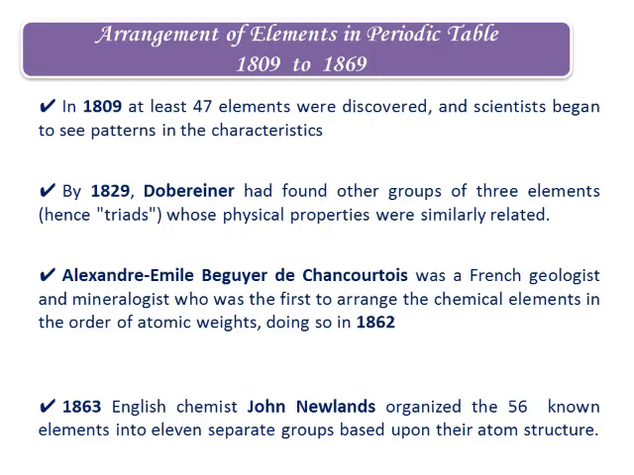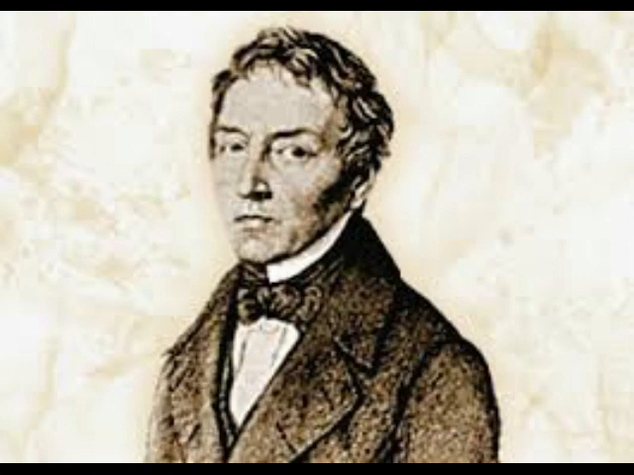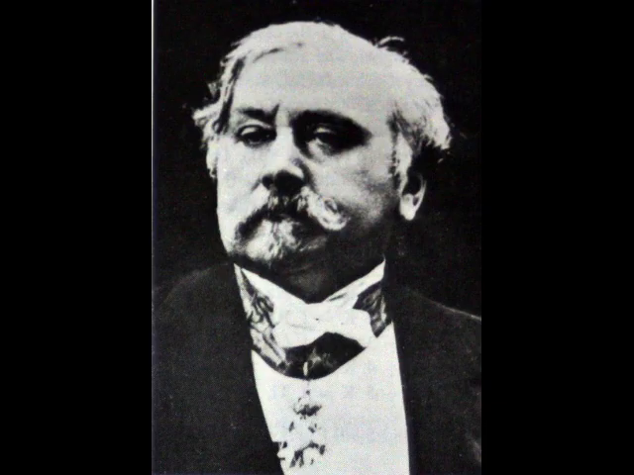The arrangement of elements in the periodic table, 1809 to 1869. By 1809, at least 47 elements were discovered and scientists began to see patterns in their characteristics. By 1829, Döbereiner had found other groups of 3 elements, hence the triads, whose physical properties were similar. Alexandre-Émile Béguyer de Chancourtois was the French geologist and mineralogist who was the first to arrange the chemical elements in order of atomic weight, doing so in 1862.